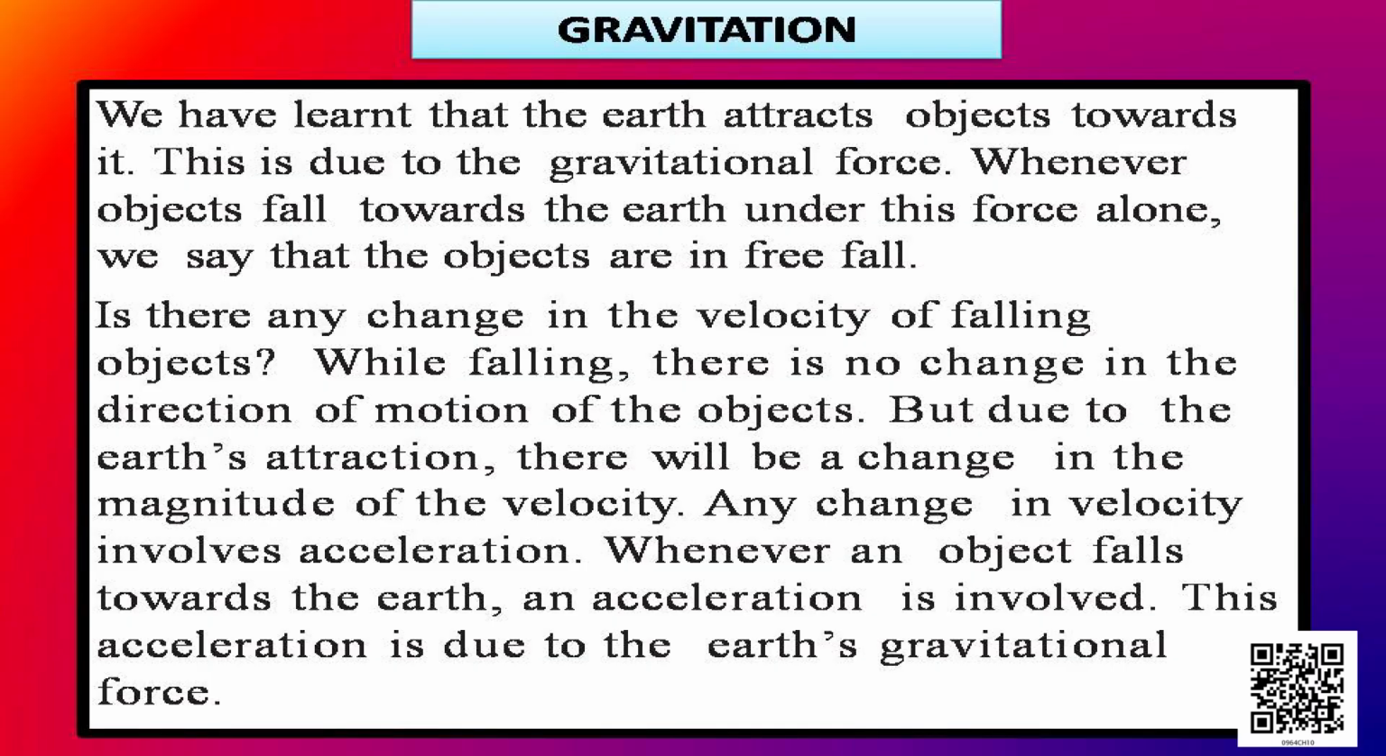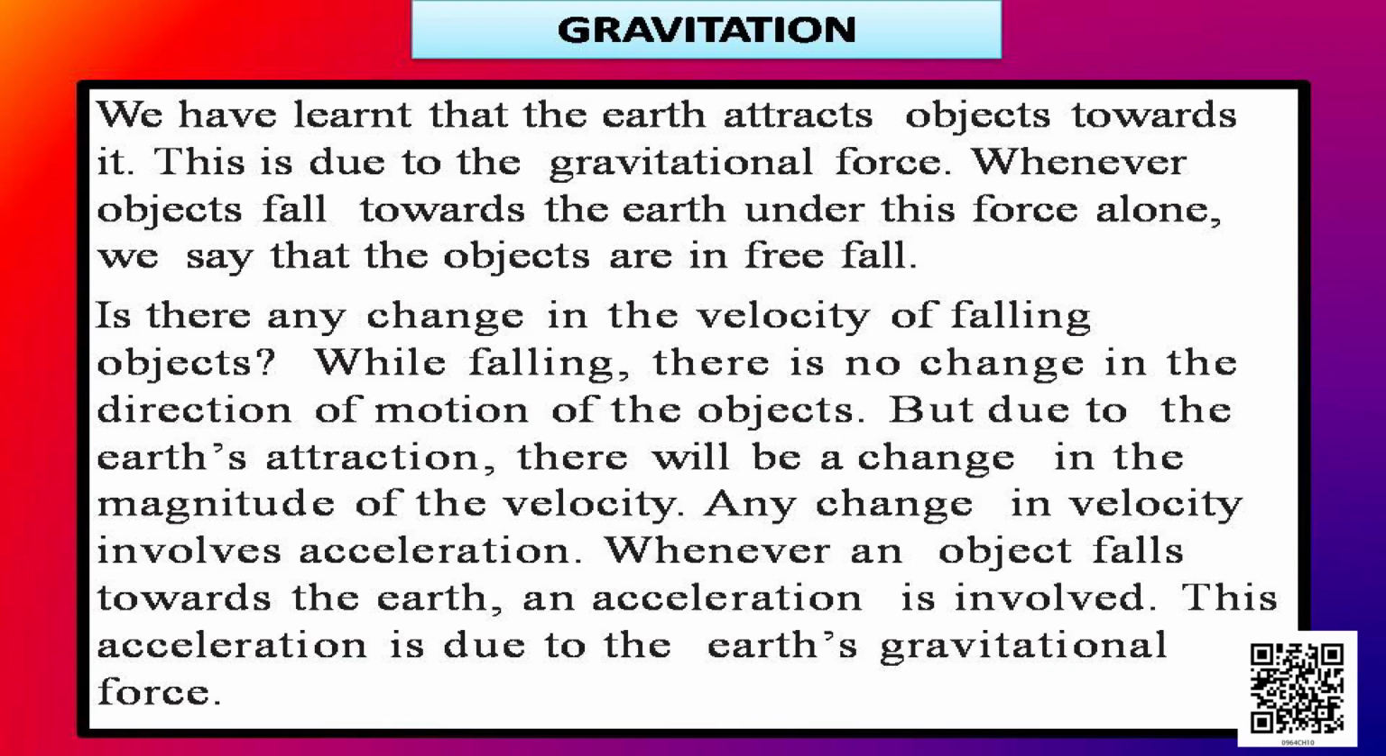So is there any change in the velocity of falling objects? While falling, there is no change in the direction of motion of the objects. See, if a stone falls from an upper direction, it does not change its direction in between. It falls in a particular direction. But due to the Earth's attraction, there will be a change in the magnitude of the velocity.